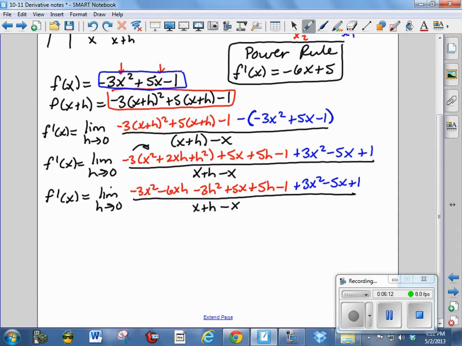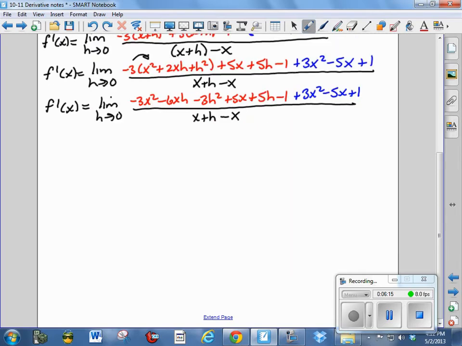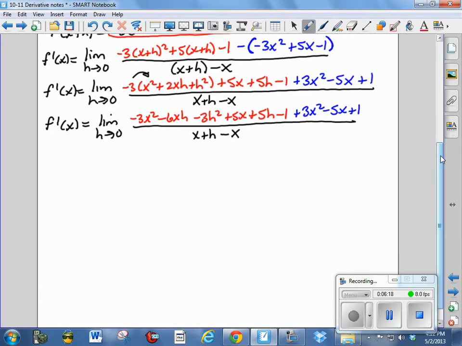Now I want you to notice something important about what we just got. If I simplify the numerator and the denominator, you will notice here that every term that does not have an h in it will cancel out with its opposite. So if we look in the numerator, we have a negative 3x squared and we have a positive 3x squared. Those add to 0. We have a positive 5x and a negative 5x. We have a negative 1 and a positive 1. In the denominator, we have an x and a negative x. When you look, every single thing that's left over has an h in it, and that's important for us to be able to cancel out our common factor in just a minute.